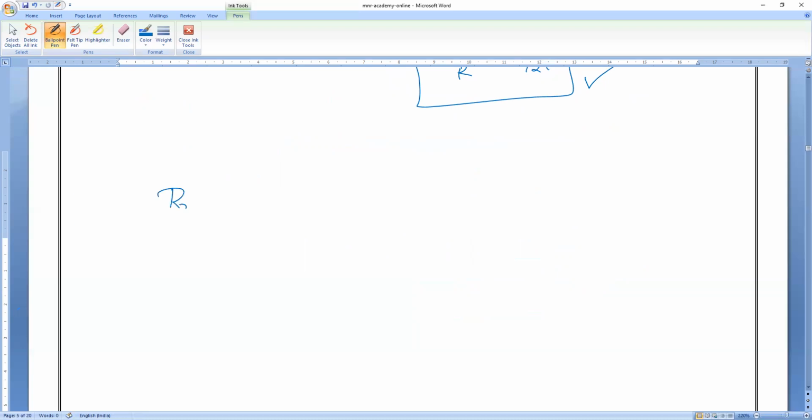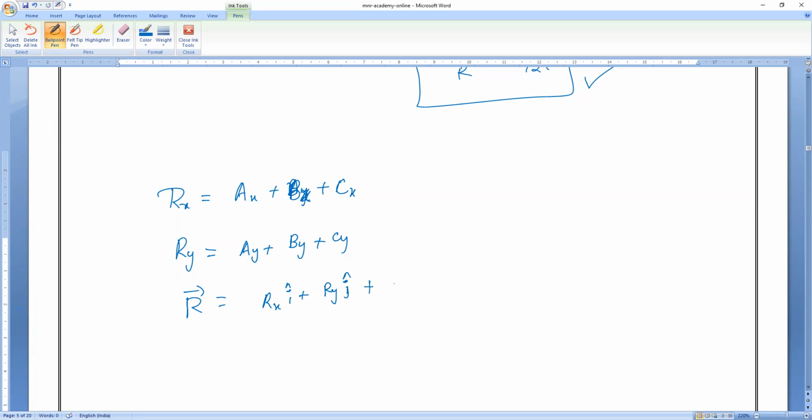So Rx, the resultant vector in the X direction, if three vectors are there, is always the sum Ax plus Bx plus Cx. Next, Ry is equal to Ay plus By plus Cy. So the resultant R is equal to Rx i cap plus Ry j cap plus Rz k cap. Clear?